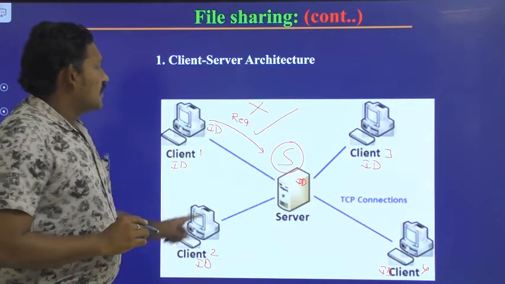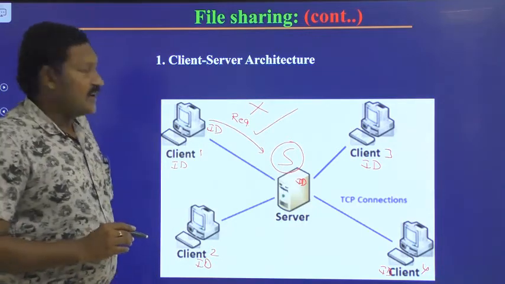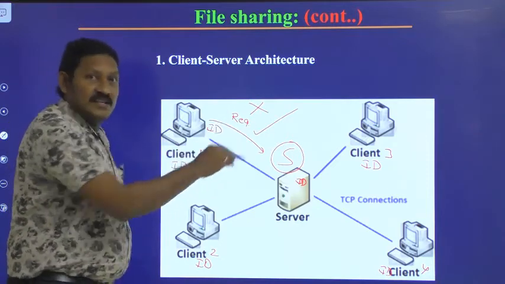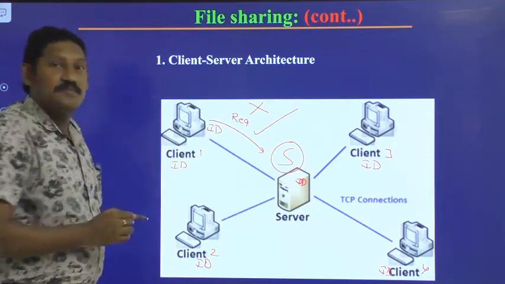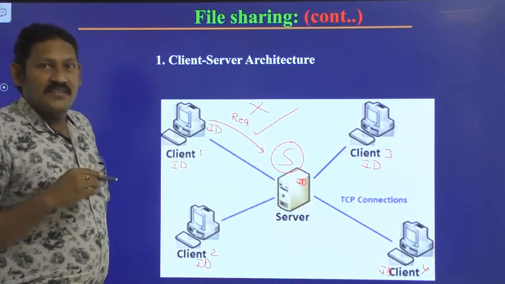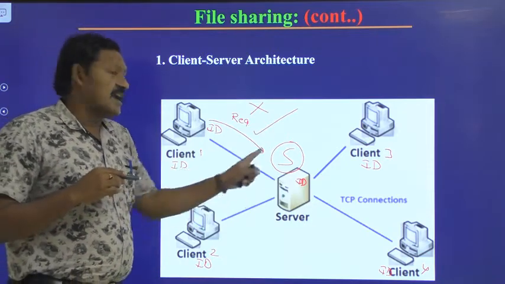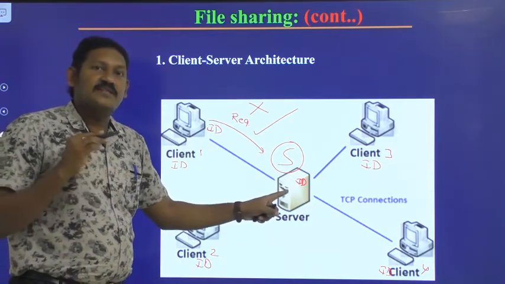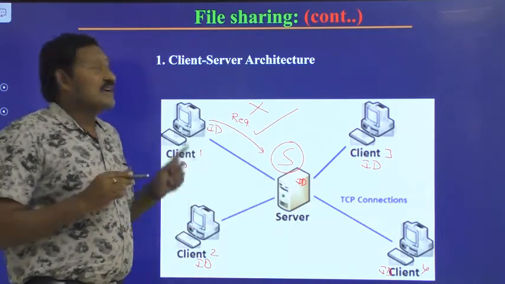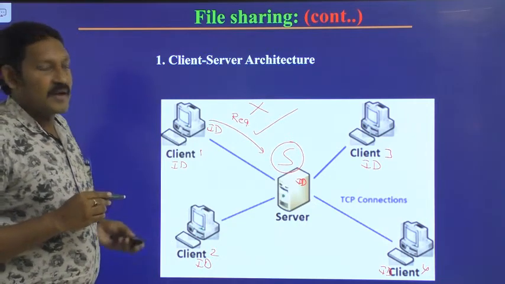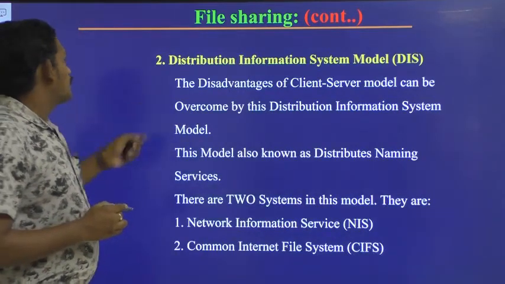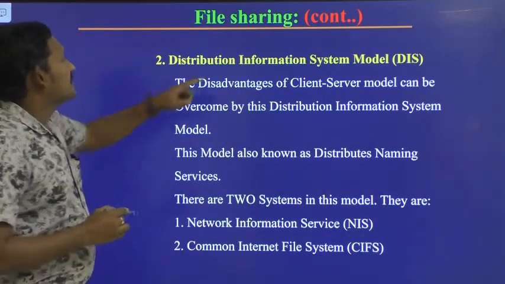Here there is one drawback. There is a chance that the IDs the clients have may be hacked, and some unknown person may send a request to access the data or the files present in the server. They may send a request by using these IDs, because these IDs may be hacked. So that is the main disadvantage here. In order to overcome that drawback, we are using the distribution information system model.